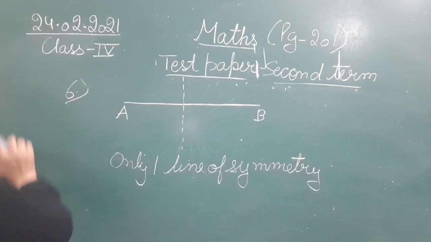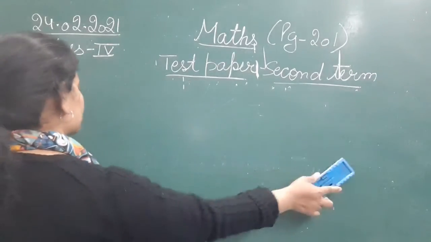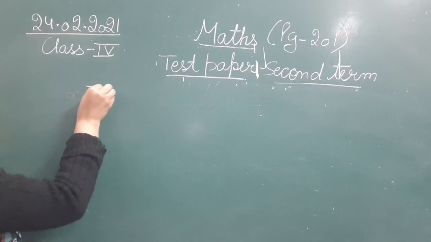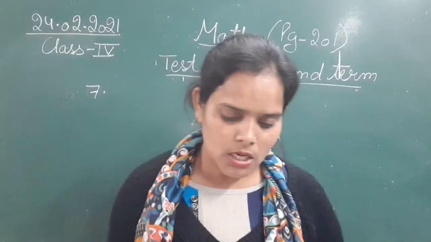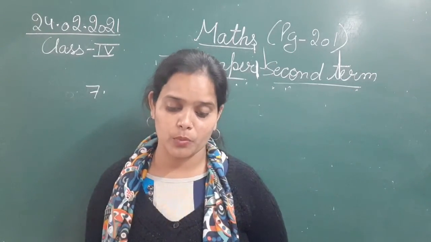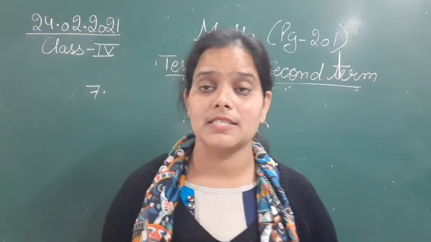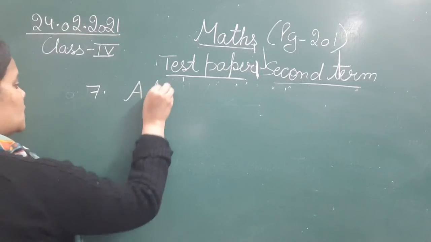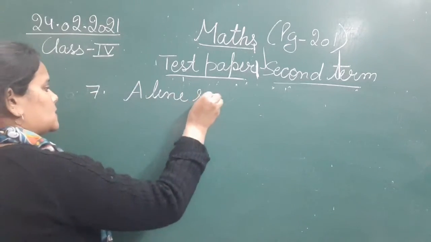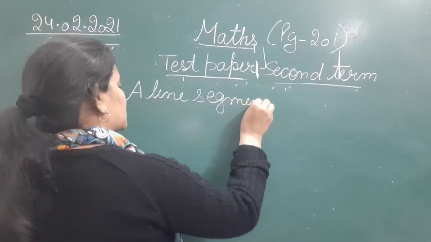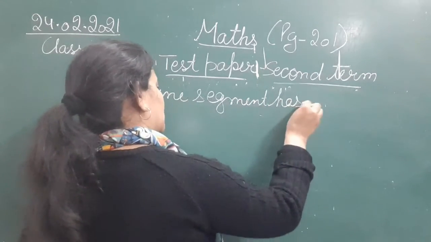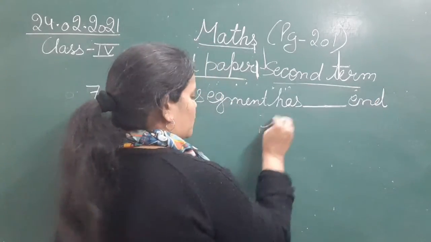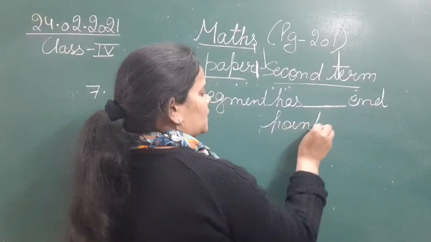चलिए, let's do question number 7 here. So the question number 7 is, a line segment has dash end points. एक लाइन सेगमेंट में कितने एंड पॉइंट्स होते हैं?